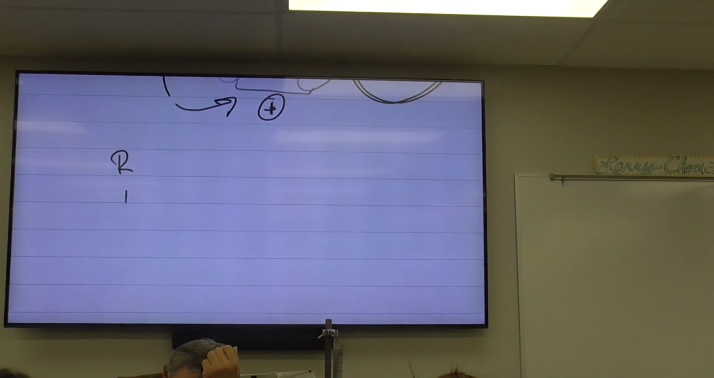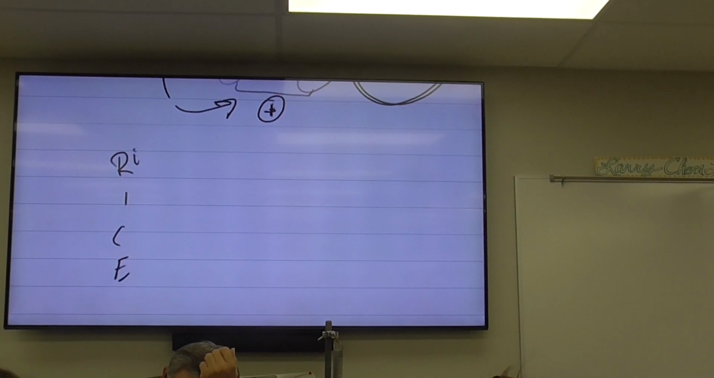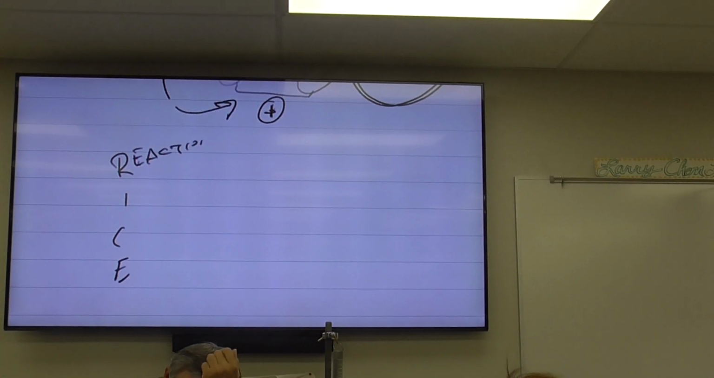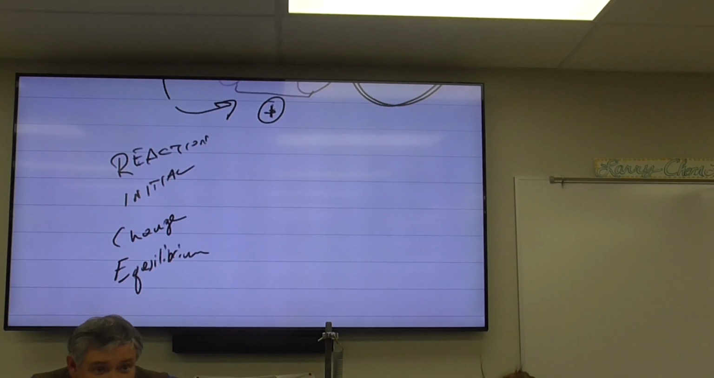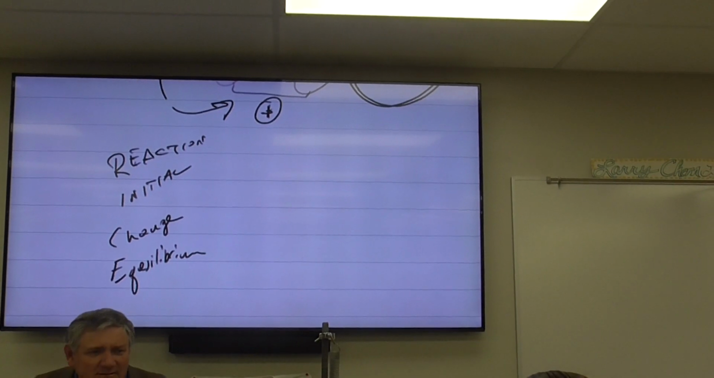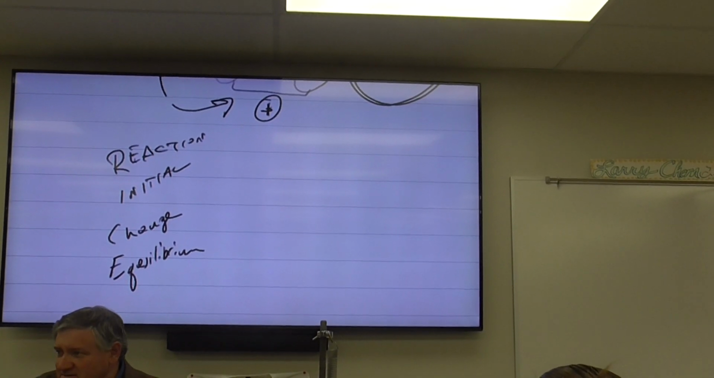So, a Rice chart stands for the reaction, the initial conditions, the change, and the equilibrium. Yeah, I remember these now. What did your previous teacher call it? Some people call them ICE tables. Same idea. But I'm going to call them Rice charts, okay?